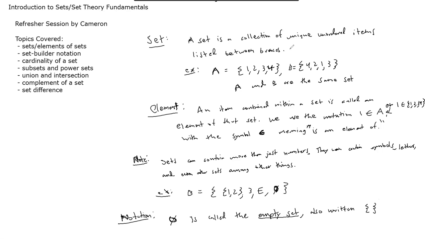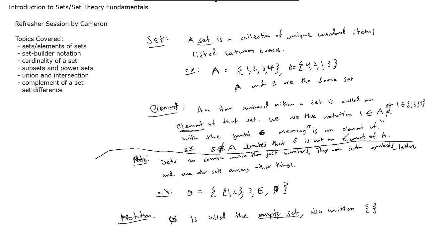Okay, so the idea here is a set is a unique collection of unordered items listed between braces. An item contained within the set is called an element of that set. You use the pitchfork symbol to denote that something is an element of a given set. If it's not, then you could also do 5 is not an element of A. Putting a line through the symbol means not. So we're saying not an element if we put a line through the element symbol. This denotes that 5 is not an element of the set A.